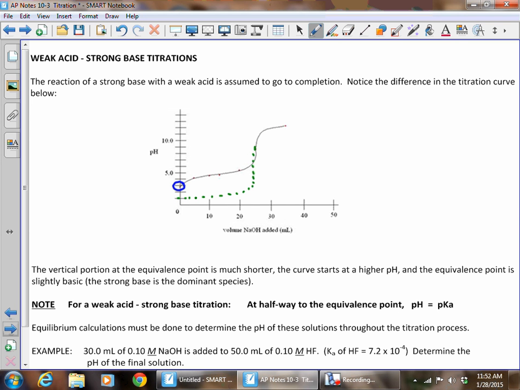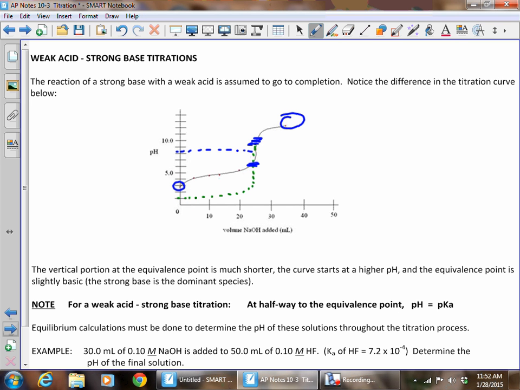And notice something else about the area where we have this endpoint. It's much shorter. And if you'll notice, the center of it is going to be above 7. So at that endpoint, we're going to have a pH that's slightly basic. And since it's a strong base, when we go past the endpoint, we're still going to end up with that high pH for our solution at that point.